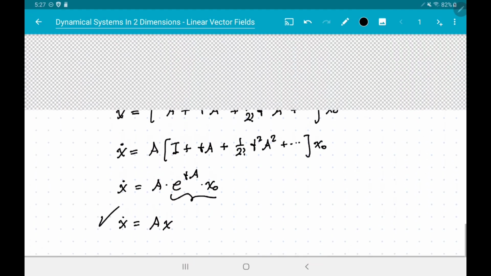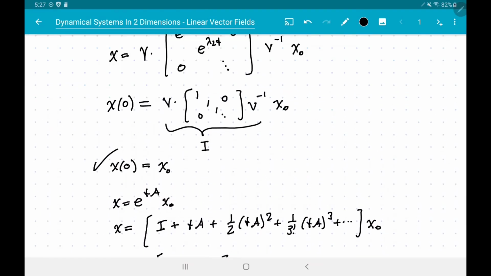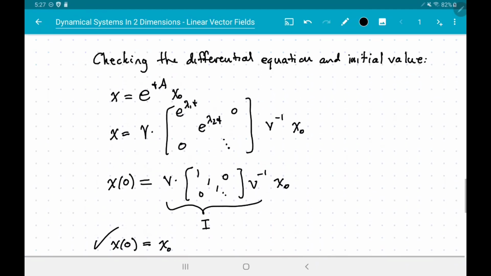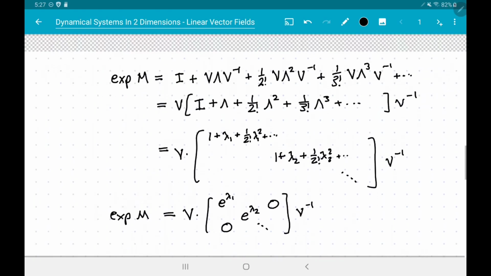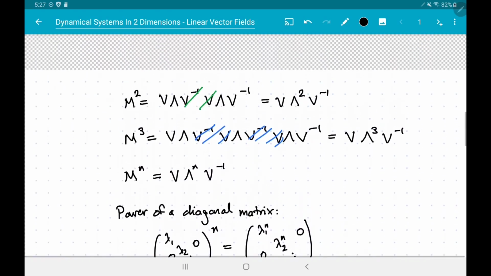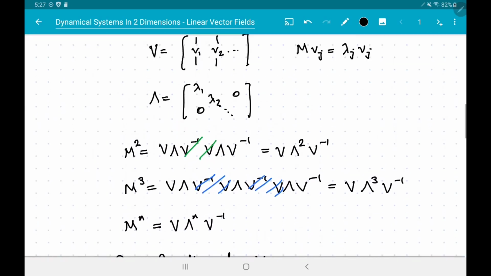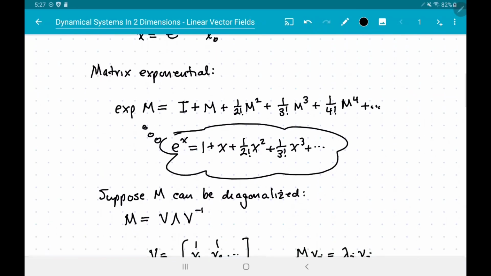That holds, by the way, whether a is diagonalizable or not. The calculation of e to the ta is a little more complicated if a is not diagonalizable. I will be getting to that in a future video. Okay, so there you go. That's how to use the matrix exponential to solve a differential equation.